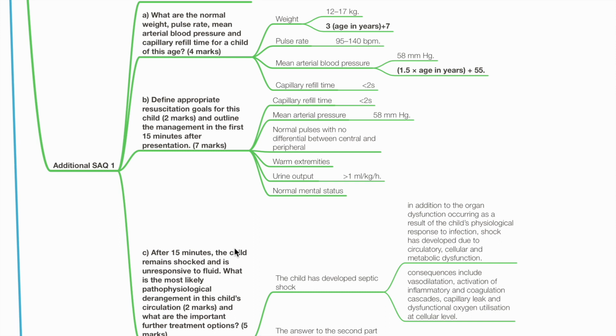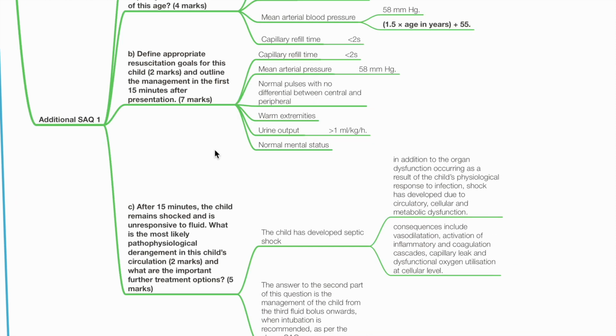B. Define the appropriate resuscitation goals for this child and outline the management in the first 15 minutes after presentation. Appropriate resuscitation goals include capillary refill time less than 2 seconds, MAP 58 mmHg, normal pulses with no differential between central and peripheral, warm extremities, urine output more than 1 ml per kg per hour, and normal mental status.